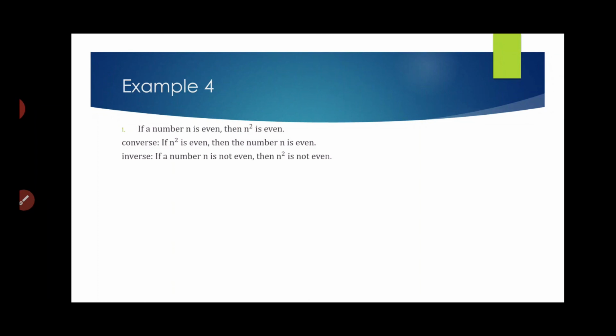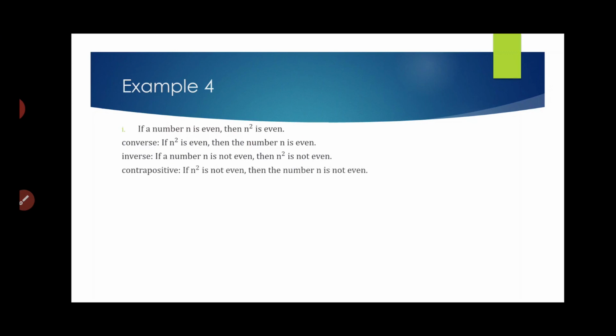Inverse means not P implies not Q. So if a number n is not even, then n square is not even. And contrapositive, not Q implies not P. So if n squared is not even, then the number n is not even.